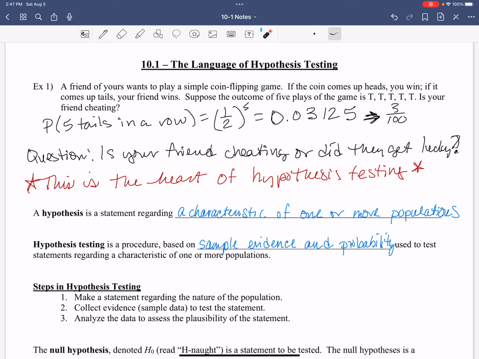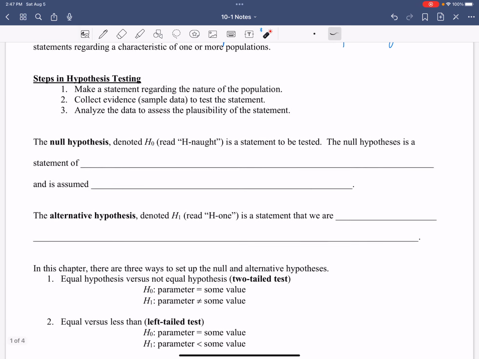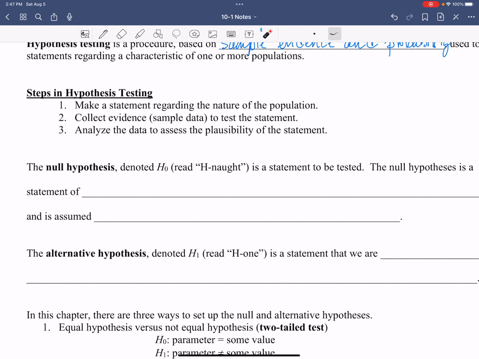So there are steps in testing this hypothesis. Here they are. First of all, you're going to make a statement regarding the nature of the population. What do we already know? What are we trying to figure out? That's our statement. Then we're going to collect evidence to test this statement. Just like in science, you state a hypothesis, then you have to gather evidence. Sometimes this evidence supports what you think, and sometimes it doesn't. Either way, you're going to come up with an answer.